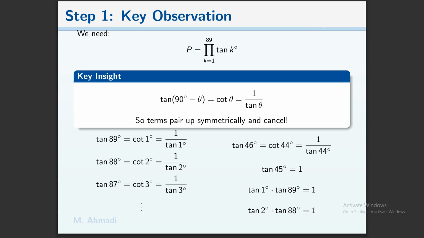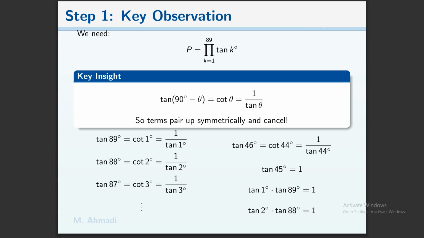So we can write that tangent of 89 is equal to cotangent of 1 degree, which is equal to 1 divided by tangent of 1. Tangent of 88 is equal to cotangent of 2 degrees, which is equal to 1 divided by tangent of 2. Tangent of 87 is equal to cotangent of 3, which is equal to 1 divided by tangent of 3. And tangent of 46 is equal to cotangent of 44, which is equal to 1 divided by tangent of 44. And we also know that the tangent of 45 degrees is equal to 1.